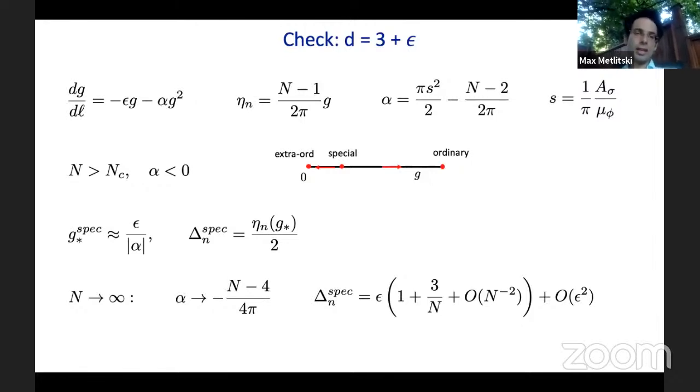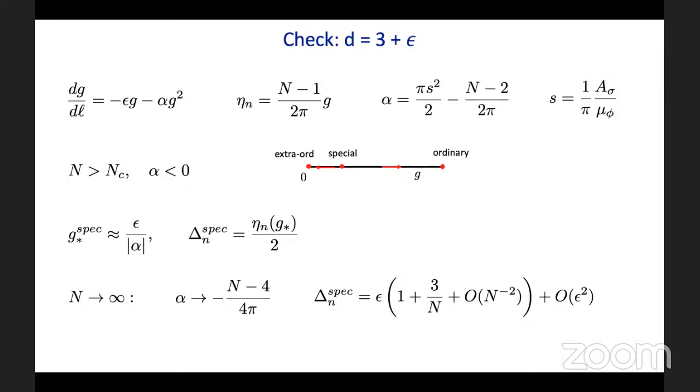One is the RG analysis that I've described. Another is a kind of brute force 1 over n calculation in dimension d greater than 3, where you take the answer and extrapolate it to d equal 3 plus epsilon, and you compare. Right, so it's a comparison of RG and 1 over n in a regime when d is equal to 3 plus epsilon and n is large, and they agree. Yeah, this is the check.